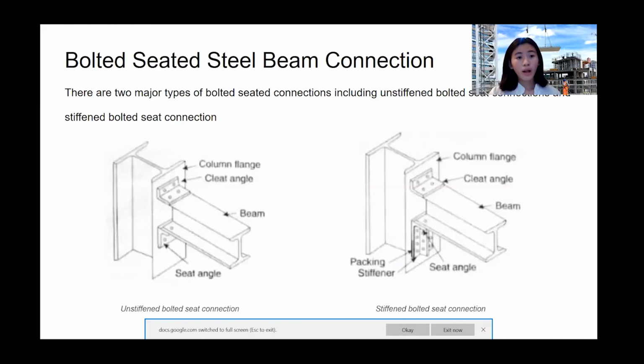While the bolted seated steel beam connection has two major types, which include unstiffened bolted seat connections and stiffened bolted seat connections. As you can see in the picture, to the left, that's the unstiffened bolted seat, and then to the right, the difference is just that the other one has a stiffener, while the other one has none.